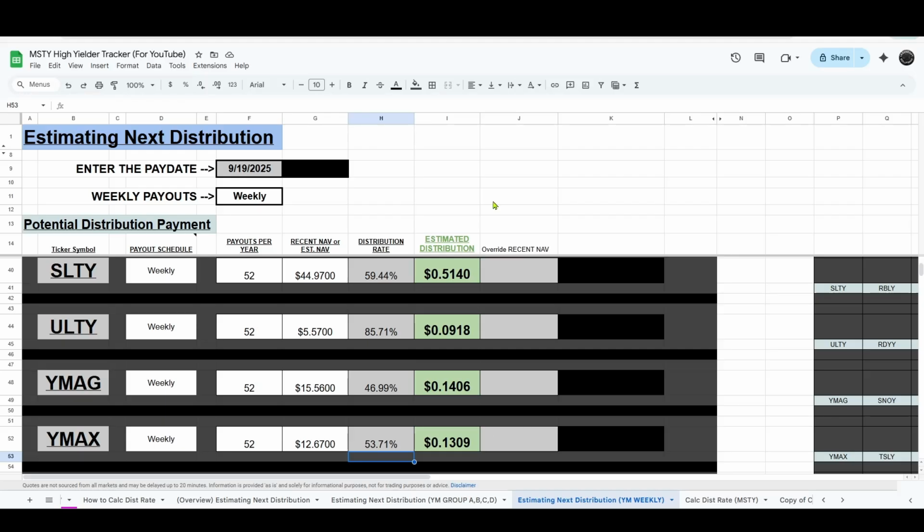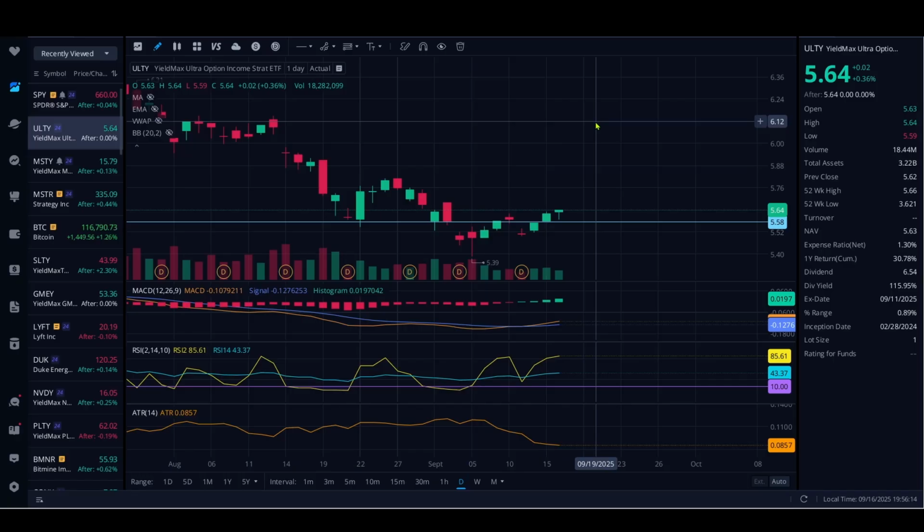So now let's just go to the Webull chart and let's just check out to see where ULTY and MSTY stand today. Here we are on ULTY, and we are looking at the actual chart, and as you can see, we had a little bit of an up day. Not a big up day, but it was green. So any green, I'll take it, right?